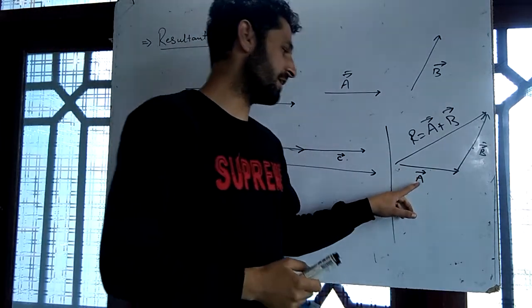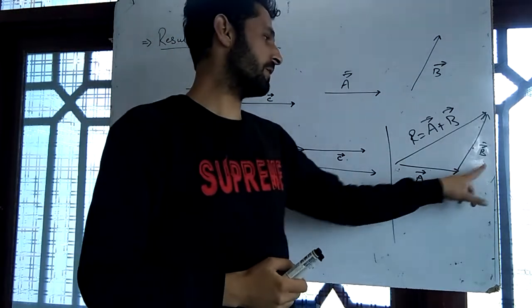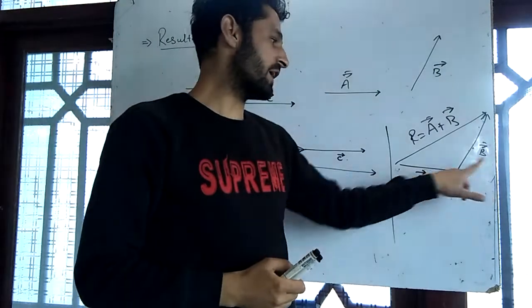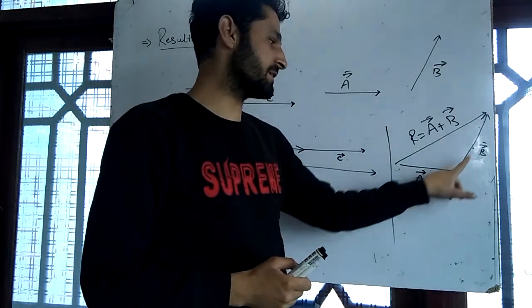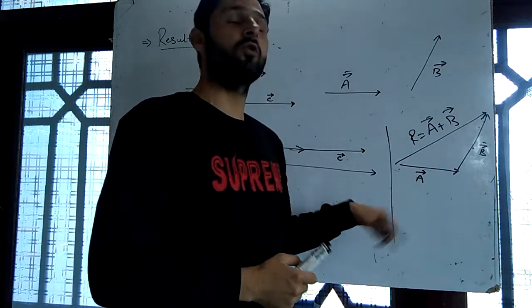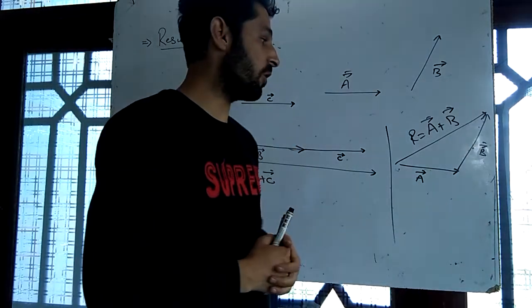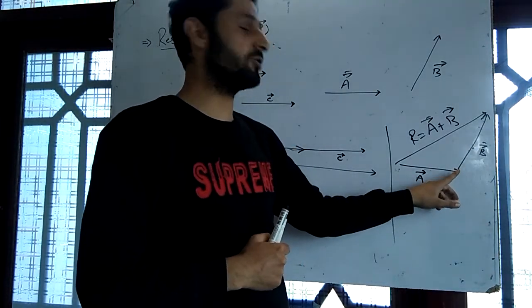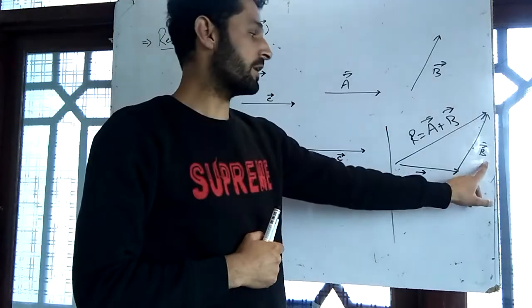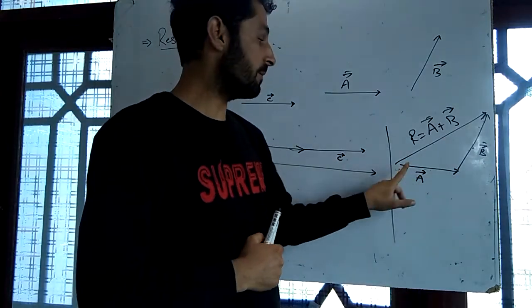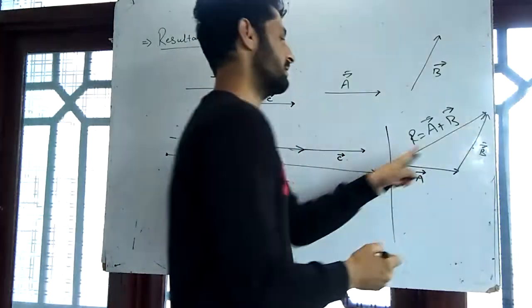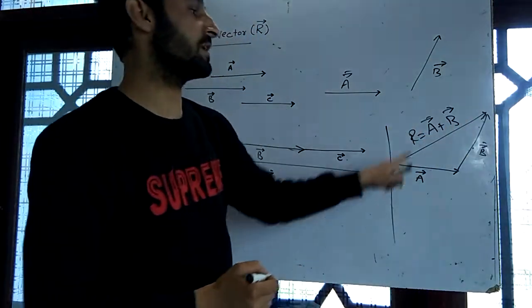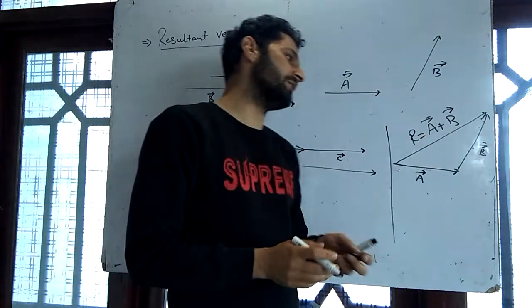If two vectors A and B are represented by two sides of a triangle taken in the same order, tail of second connected to head of first. Two vectors are said to be in the same order if the tail of the second is connected to the head of the first. So A and B here have the same order. Then a vector drawn from the tail of the first vector to the head of the last vector is in the opposite order. This is the resultant.